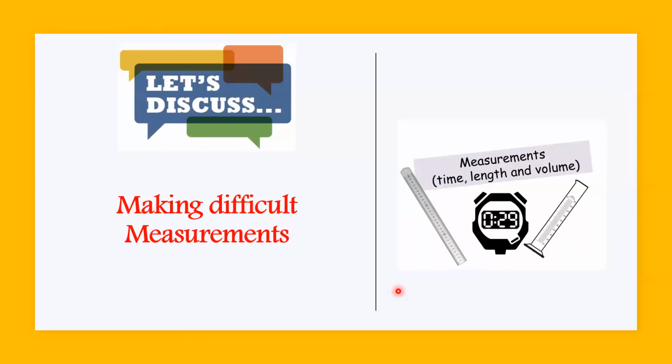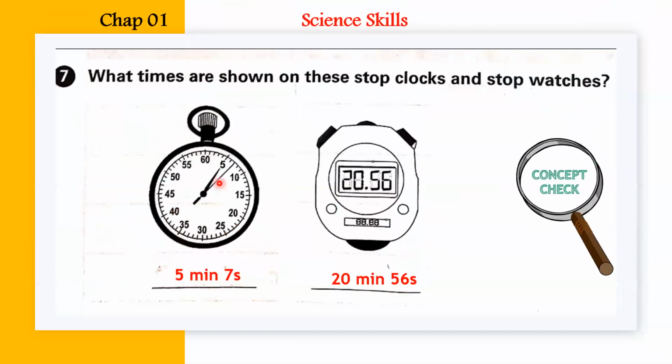How? You can count from here: 1, 2, 3, 4, 5, 6, and 7. 7 seconds are there. You can start from here, not from here.